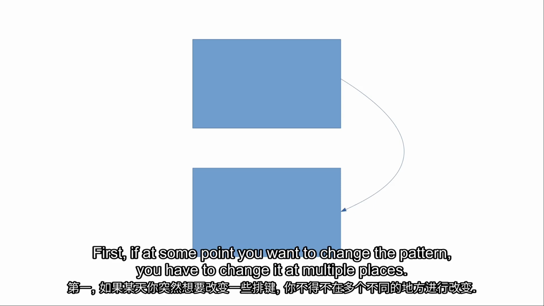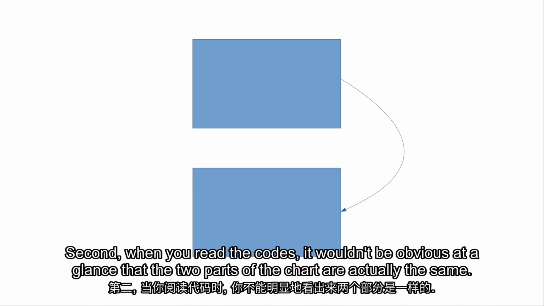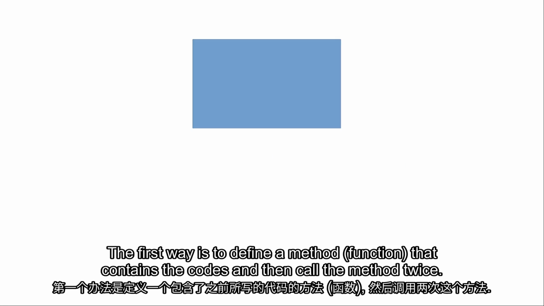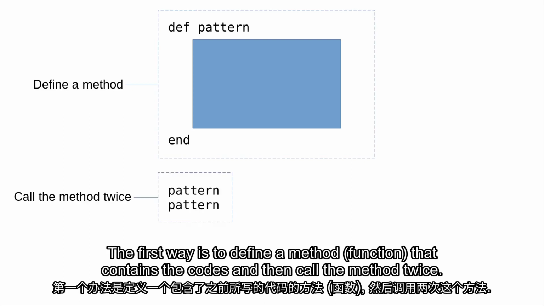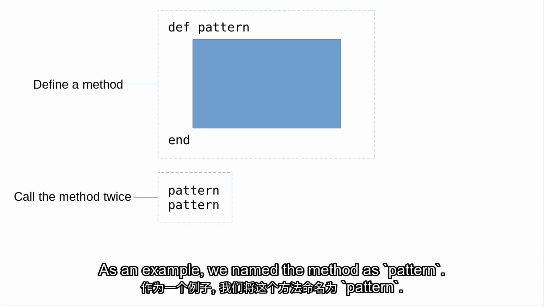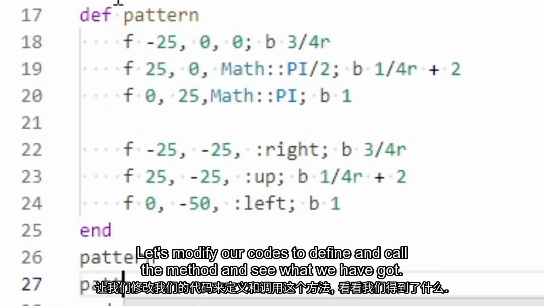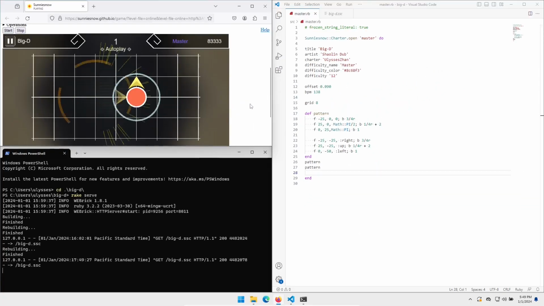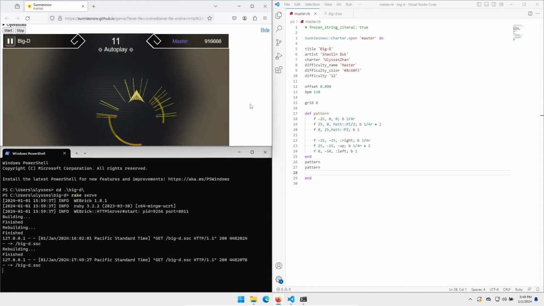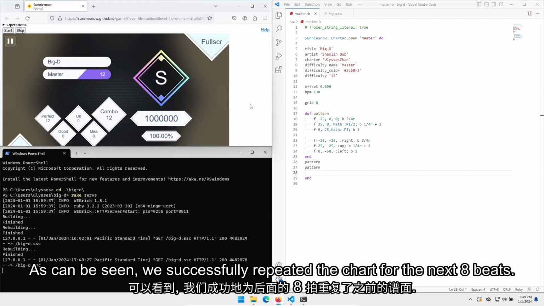First, if at some point you want to change the pattern, you have to change it at multiple places. Second, when you read the code, it wouldn't be obvious at a glance that the two parts of the chart are actually the same. There are two better ways to do this. The first way is to define a method that contains the codes and then call the method twice. As an example, we named the method pattern. Let's modify our code to define and call the method and see what we have got. As can be seen, we successfully repeated the chart for the next 8 beats.